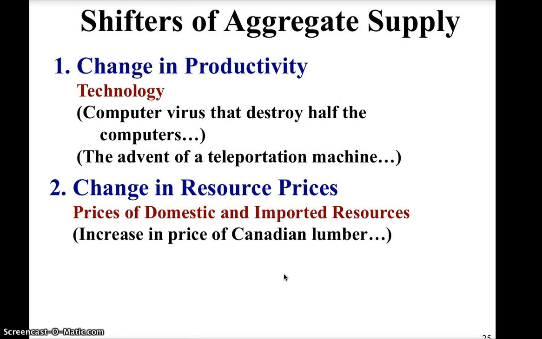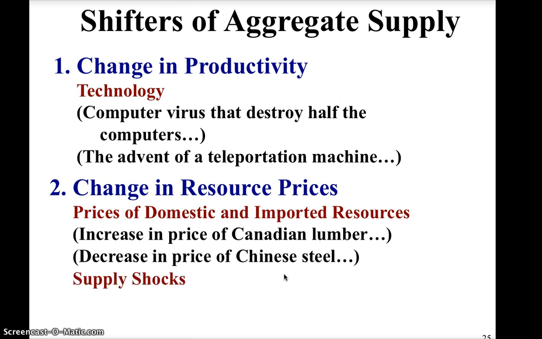What about a change in resource price? Everybody needs resources in order to produce things. So let's say that there's an increase in the price of Canadian lumber. Let's say that we use that to produce houses in the United States. Well, aggregate supply is going to shift to the left. Okay. Let's say that there's a decrease in the price of Chinese steel, which we also use in a lot of our production. Aggregate supply is going to shift to the right. We're going to be able to produce more because we're getting our resources for cheaper.